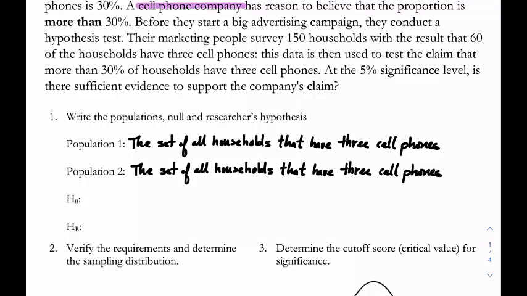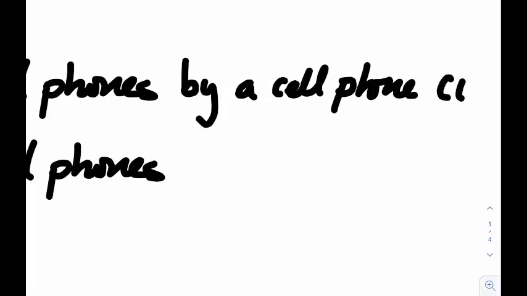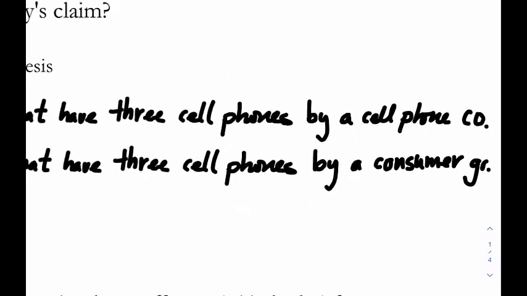So here, for population number 1, the set of all households that have 3 cell phones, by a cell phone company, versus a consumer group. I'll just abbreviate that, GR.